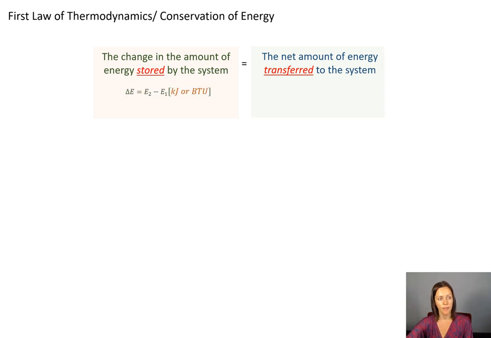boundary. The change in energy, we refer to that as delta big E, and when you have uppercase letters, that's not on a per mass basis. So in this case, it's just units of energy, so kilojoules or BTU. And then energy could be transferred across a system boundary in different ways. It can be transferred by heat, work, and if you've got an open system where you've got mass flowing across a system boundary as well, you can have energy transferred by mass.